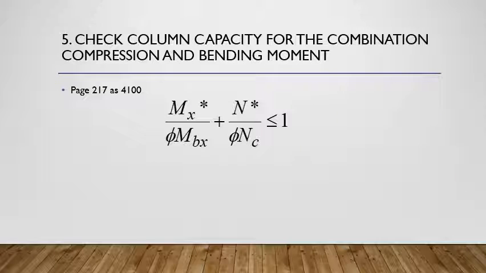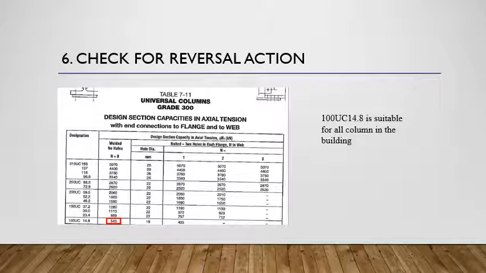Furthermore, we check the column capacity by using these equations. This equation is available on page 217 in AS 4100. We have to make sure the number is not bigger than 1. Last but not least, we check the reversal action of the wind. If the number that we calculate is smaller than the number in capacity table 7, the column is considered suitable to use. In this assignment, we have decided to use 100 universal column 14.8 for all the columns in the building.